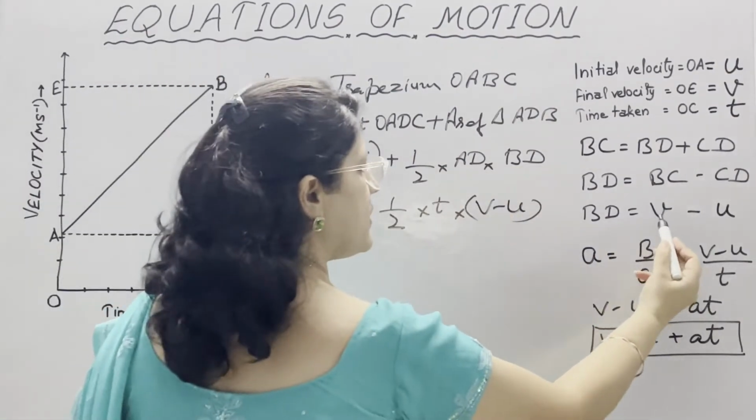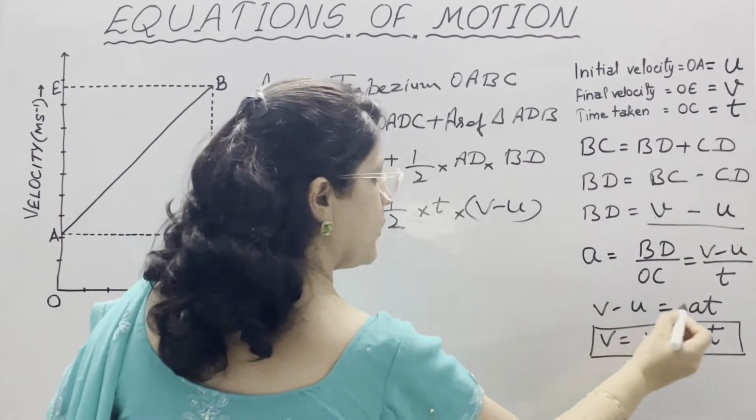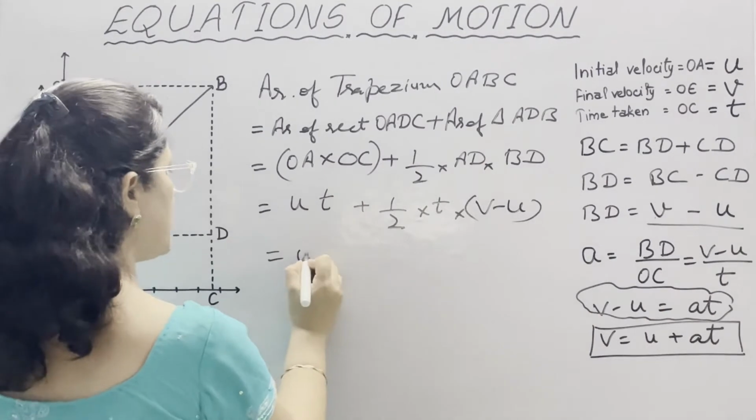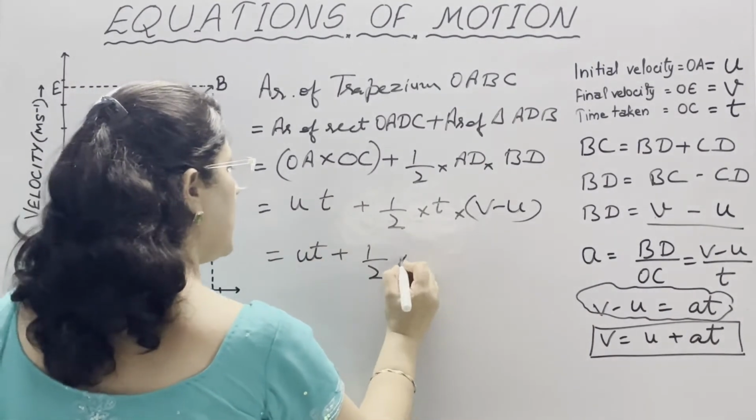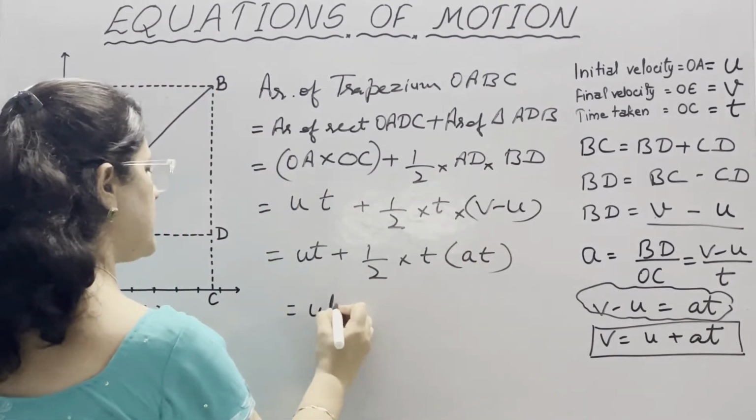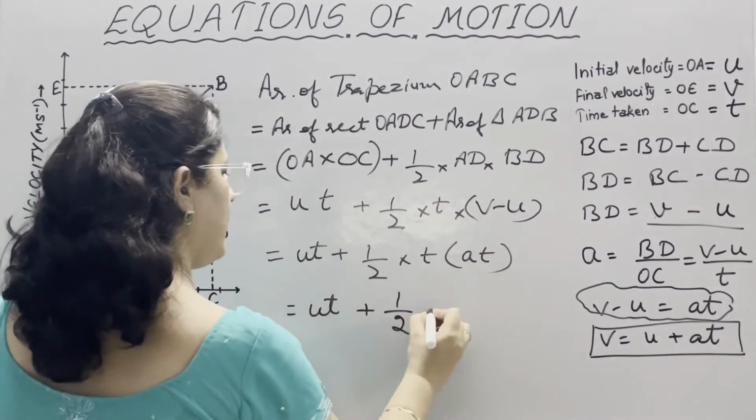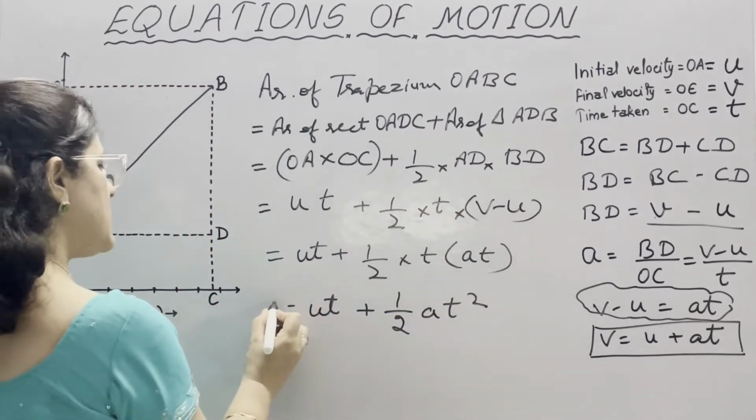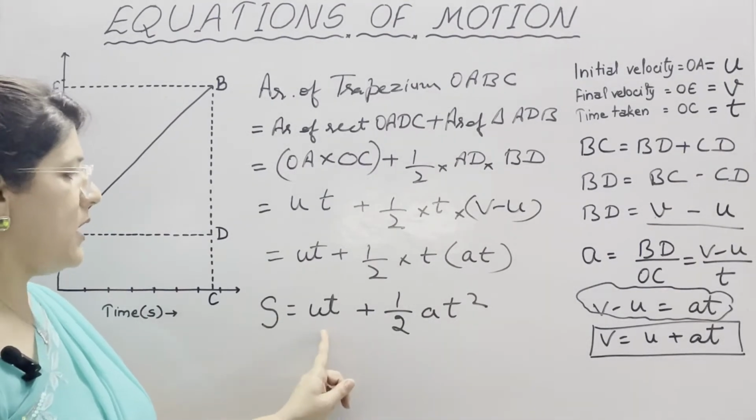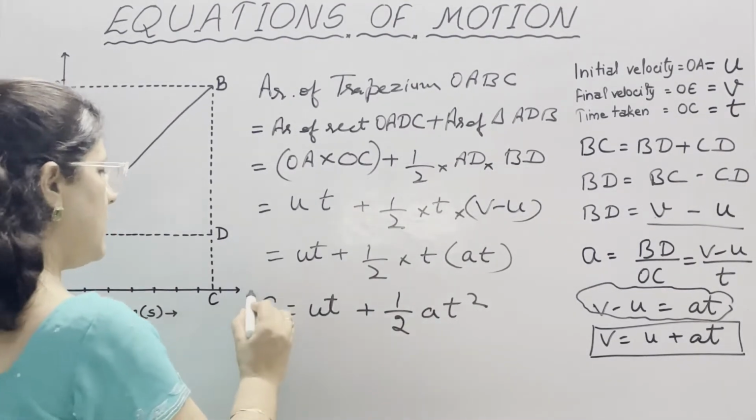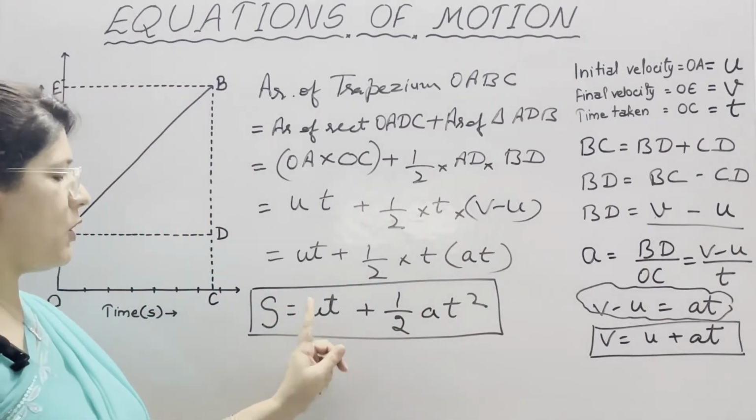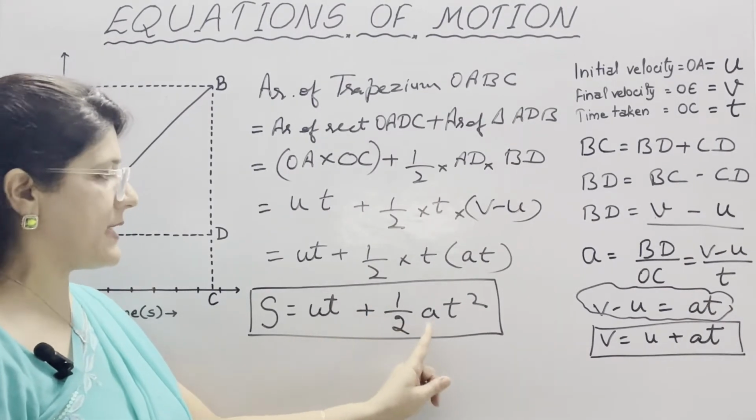Now, from the first equation, this v minus u is equal to at. We are going to substitute this value here, v minus u is equal to a into t. So, the value comes out to be ut plus half at square, which is depicted by s. s shows distance. So, distance is equal to ut plus half at square, which is our second equation of motion. Distance is equal to initial velocity u multiplied by time plus half a, acceleration, and time square.